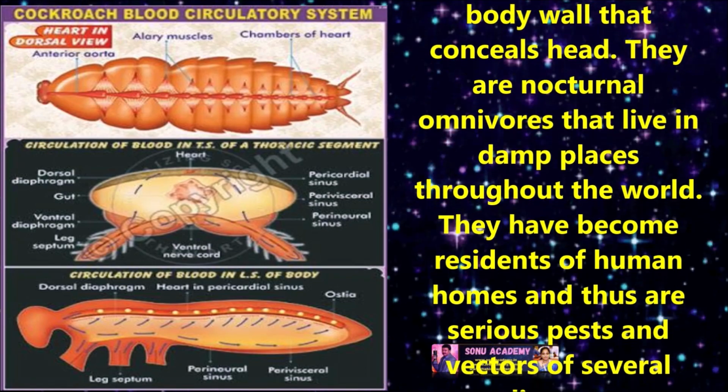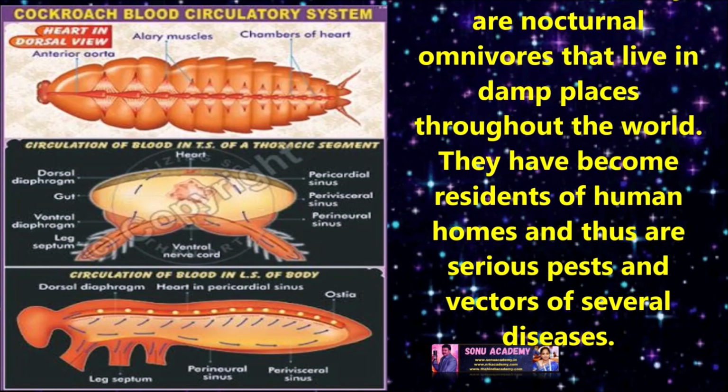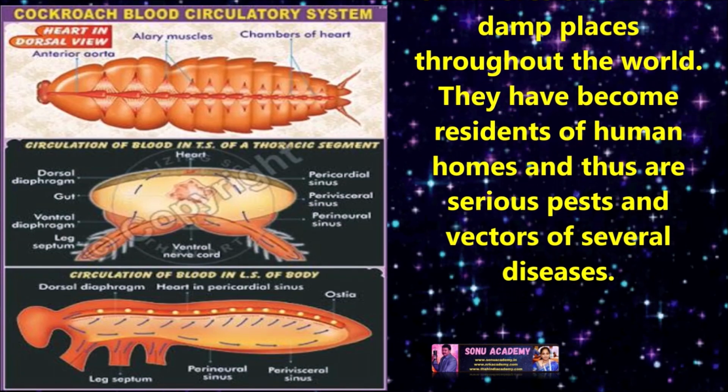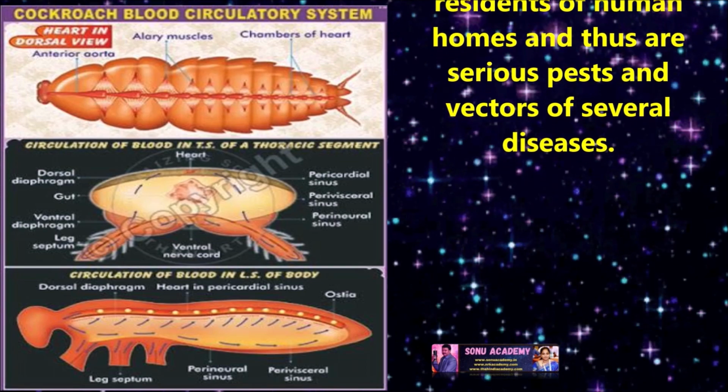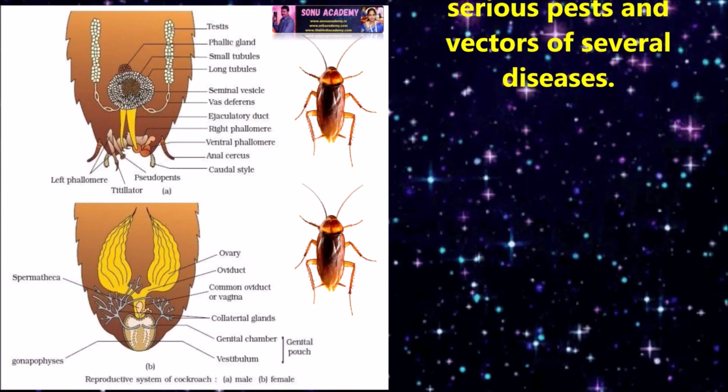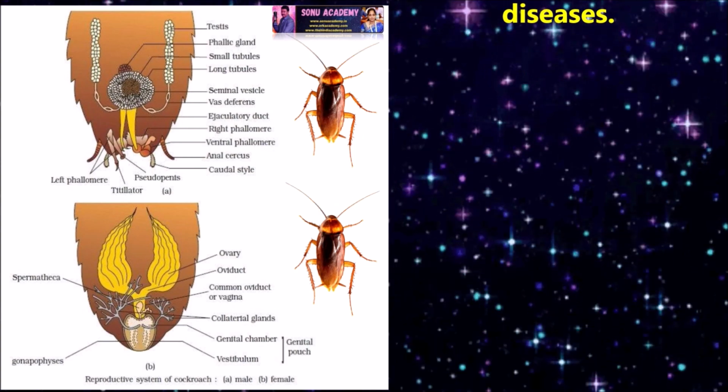They are nocturnal omnivores that live in damp places throughout the world. They have become residents of human homes and thus they are serious pests and vectors of several diseases.